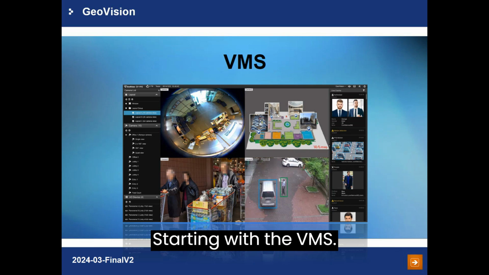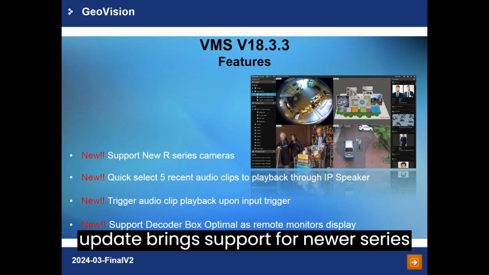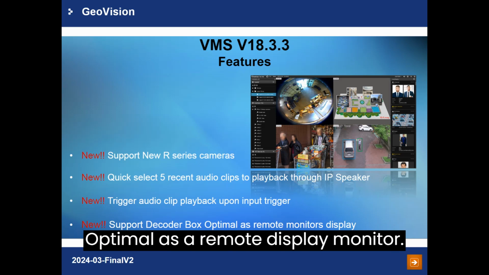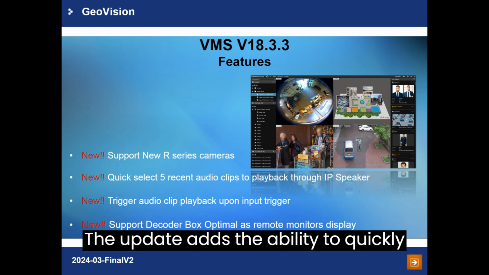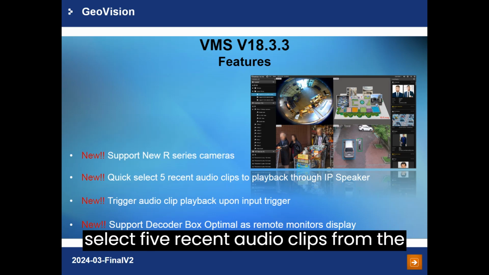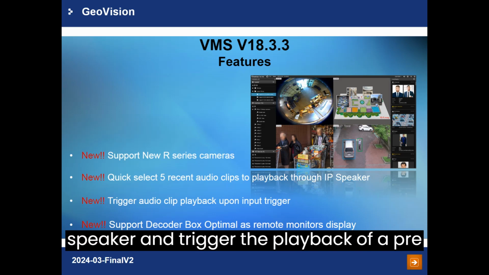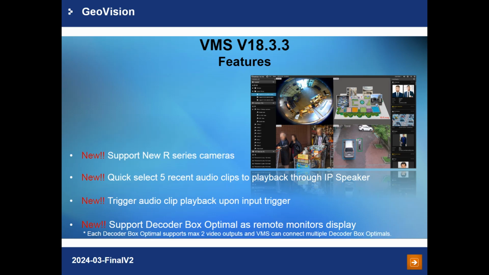Starting with the VMS. The VMS version 18.3.3 update brings support for new R-series cameras and the use of Decoder Box Optimal as a remote display monitor. The update adds the ability to quickly select 5 recent audio clips from the VMS content list for playback on the IP speaker and trigger the playback of a pre-selected audio clip when an input is triggered.